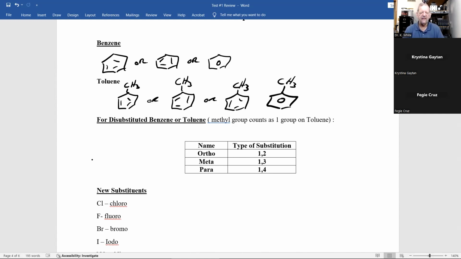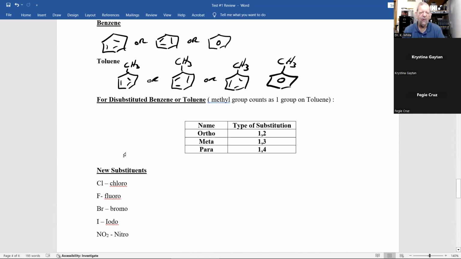All right. So when you have di-substituted, you don't use numbers. Use the term ortho for 1,2 di-substituted on a benzene ring. Meta is 1,3, para is 1,4.